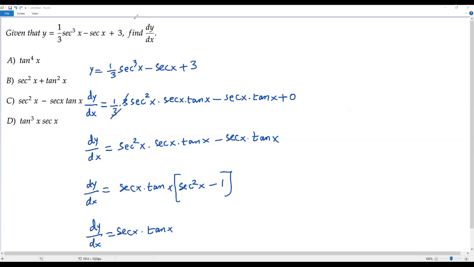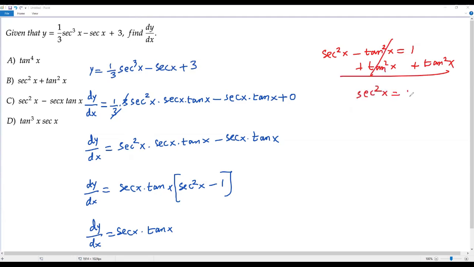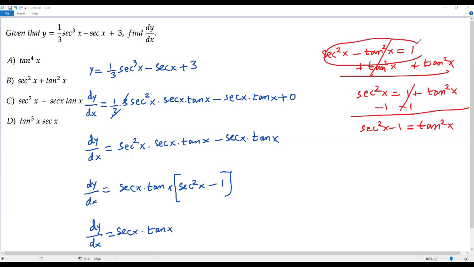Okay, now let's consider the Pythagorean identity in trigonometry. That is secant square x minus tangent square x equals 1. Now let me add tangent square x to both sides. When I add tangent square x to both sides, the negative tangent square x and positive tangent square x will cancel out. Then I'm getting secant square x equals 1 plus tangent square x. Now let me subtract 1 from both sides. When I subtract 1 from both sides, I'm getting secant square x minus 1 equals tangent square x. Actually, this is a basic identity we have. It's a Pythagorean identity, secant square minus tangent square equals 1.